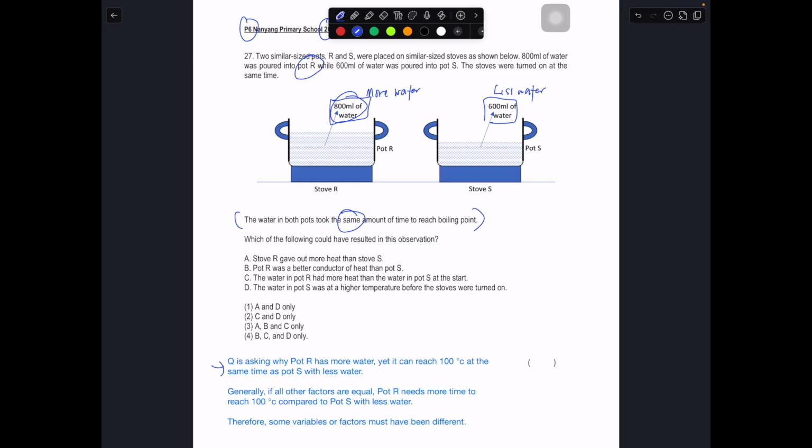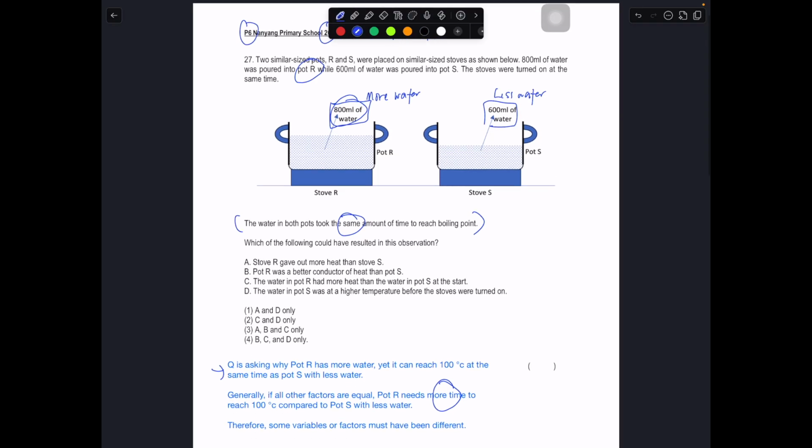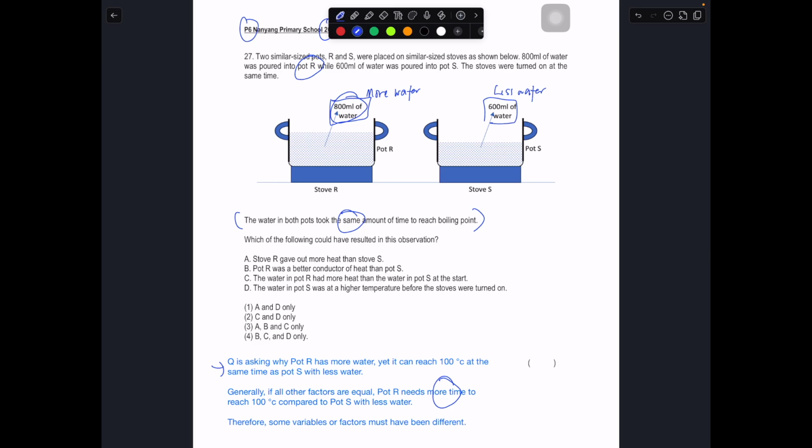Generally, all else being kept equal, that means if they are the same pot, R will take a longer time. R will need more time to reach 100 degrees as compared to S with less water. So therefore, there must be something that was not kept the same in this experiment, or some changes in this experiment that led to R reaching the boiling point at the same time as S. So let's take a look at A.